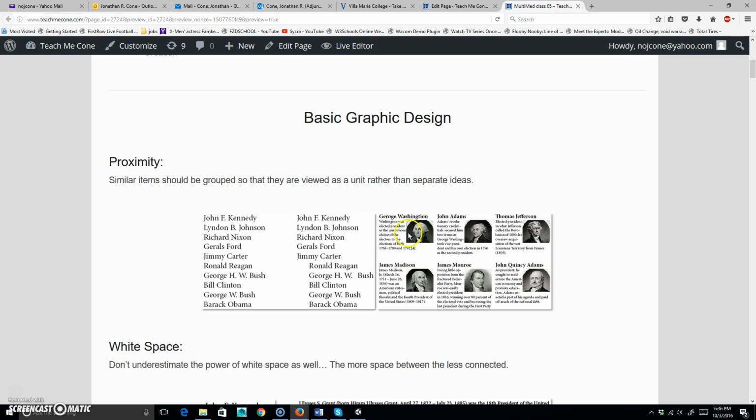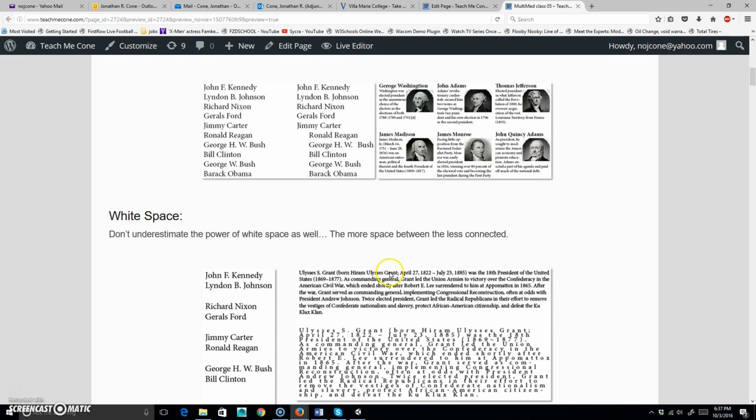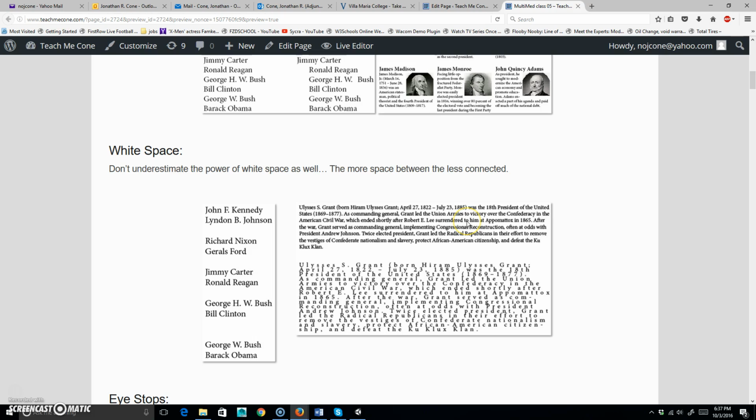Okay, if I put a different picture here of, like, let's say John Adams, you would think that that was what John Adams looked like, even though it's not. And I know it sounds stupid, but that's because of proximity. Probably what's even more important is white space. That's a really big thing, and it's something you don't necessarily think about. But that probably gives more power to something than anything else.